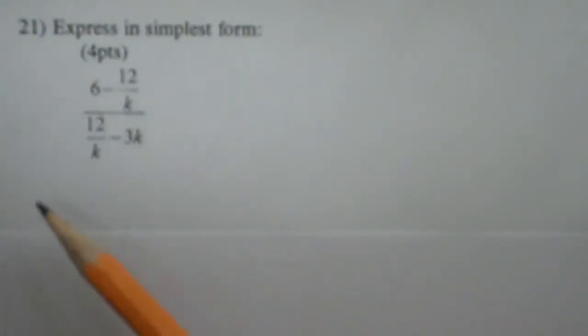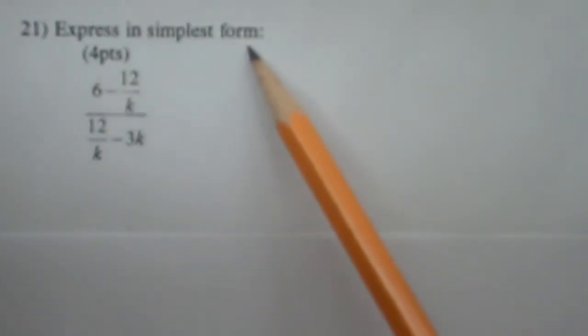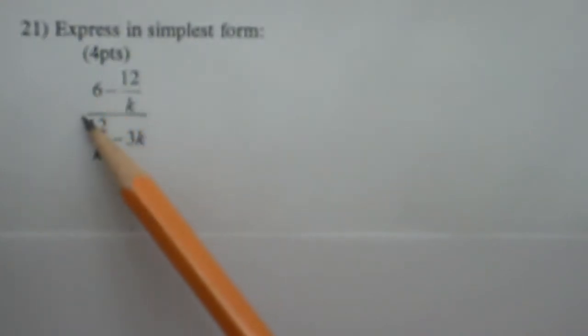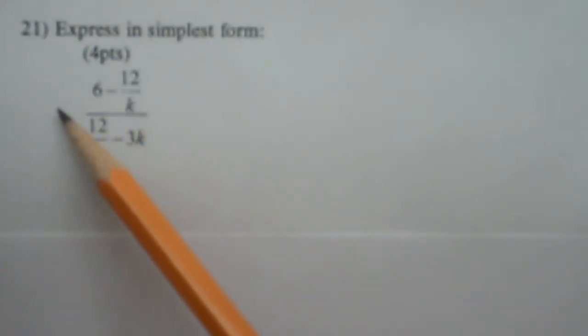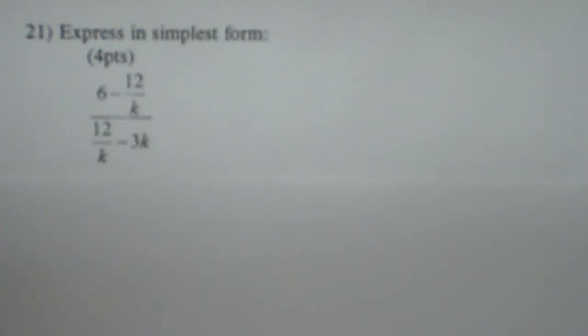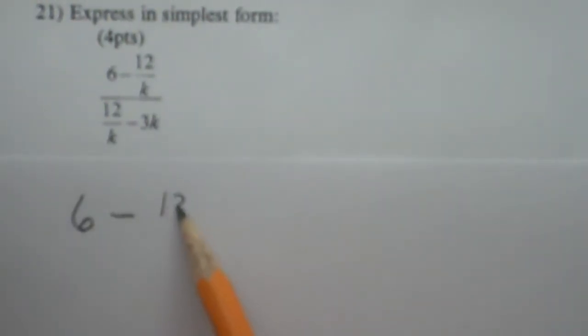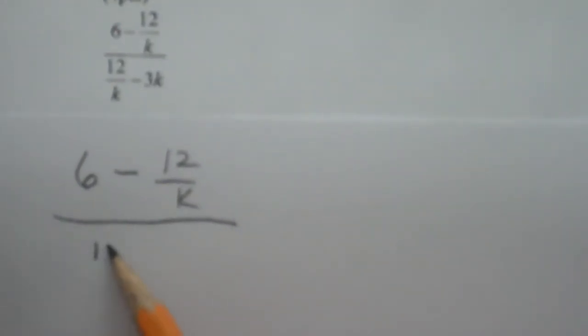Looking at number 21 from the first semester final exam. Number 21 says expressed in simplest form. And the problem is 6 minus 12 over k, and that's all over 12 over k minus 3k. No problem. I'm going to write this out on the paper so that we can look at it and do it together. Okay? So the top says 6 minus 12 over k, and that's all over 12 over k minus 3k.